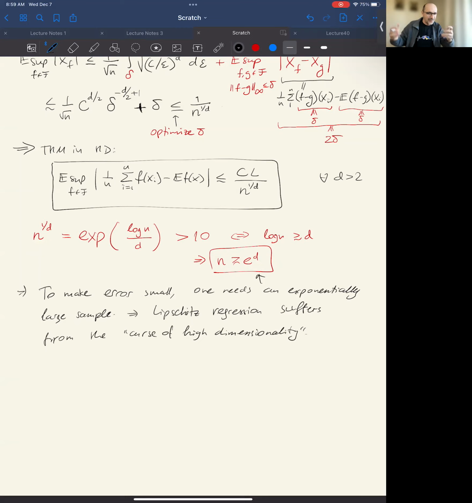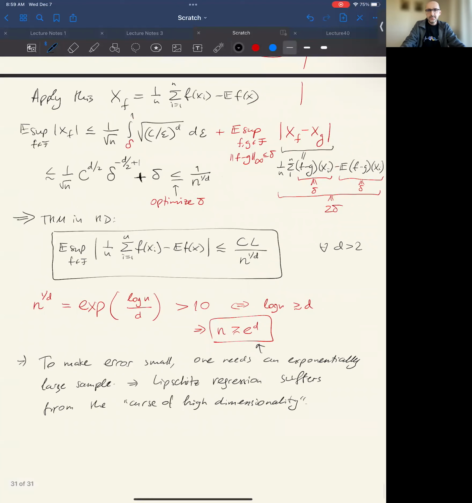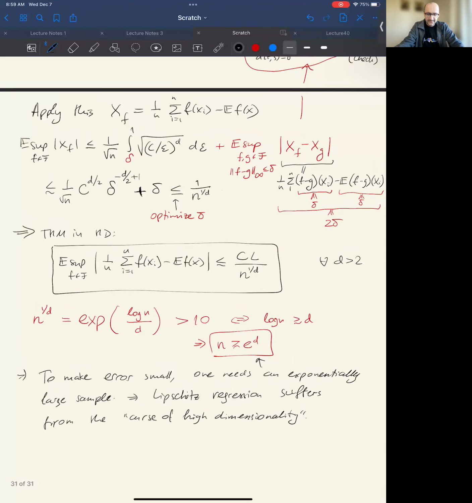So one needs something else to lift the curse of high dimensionality, but we'll not go over there. In lower dimension, it works very nicely with dimension 1 and 2. Good. This ends our story about chaining and Dudley inequality.